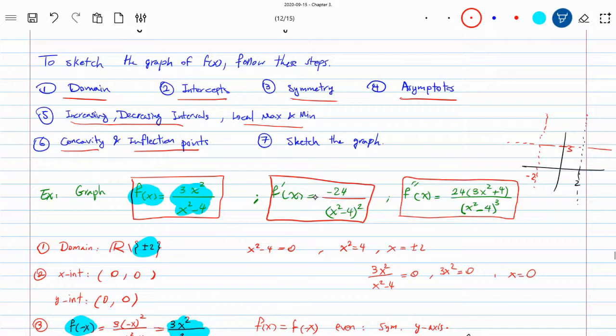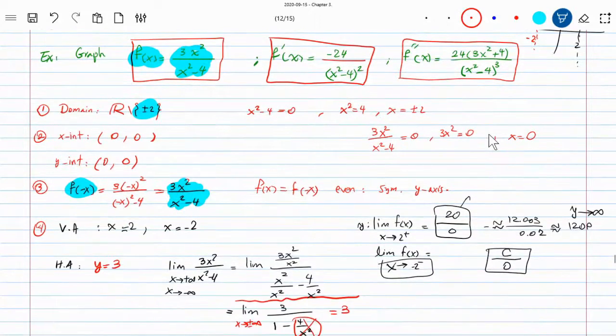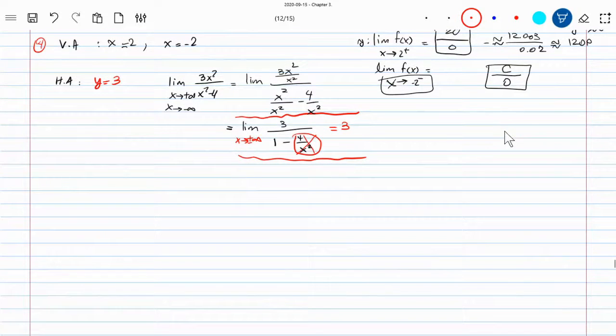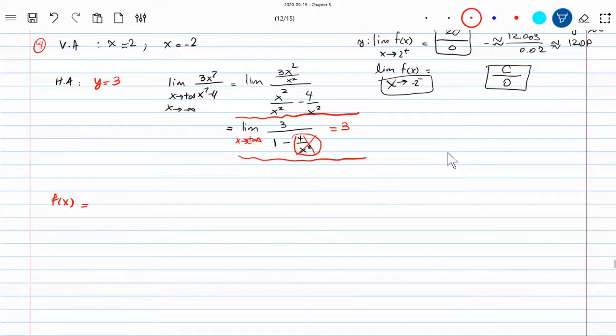I'm not sure. Let me check this. -24. I think I'm expecting -24x. Let's calculate the first derivative just to make sure that is correct. So f of x was given, what was f of x? f of x was 3x squared divided by x squared minus 4.